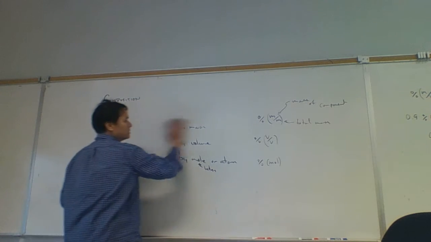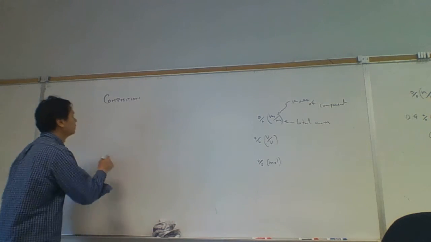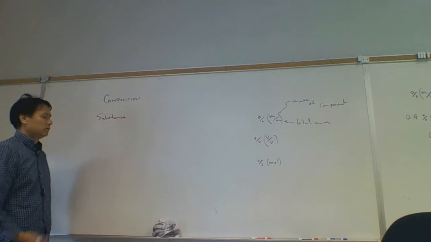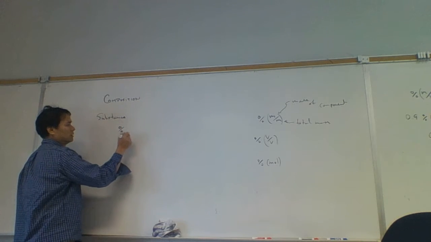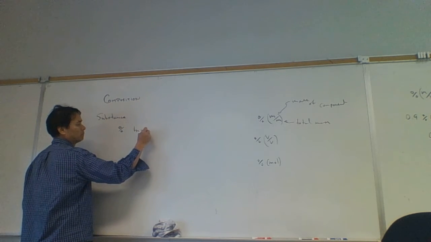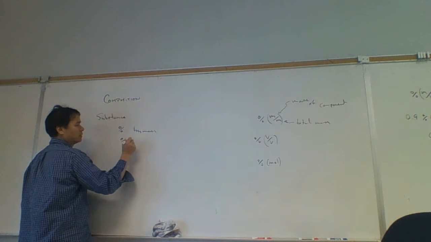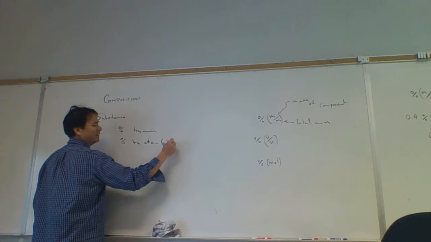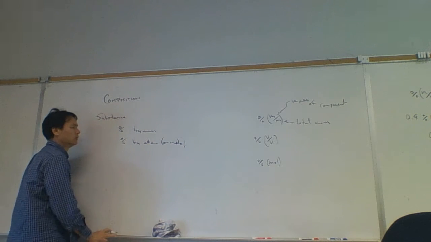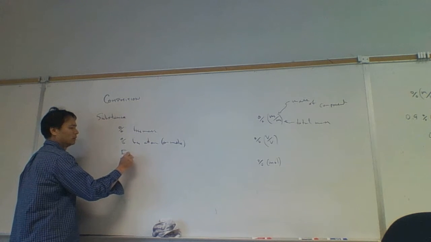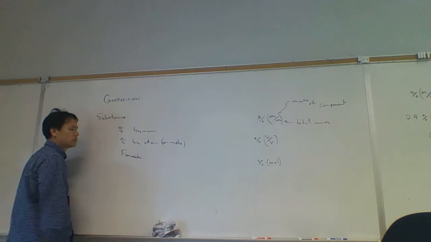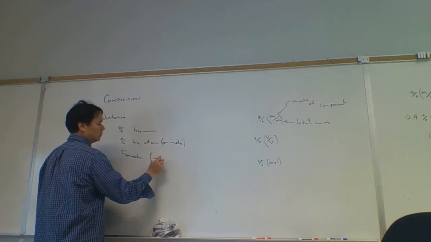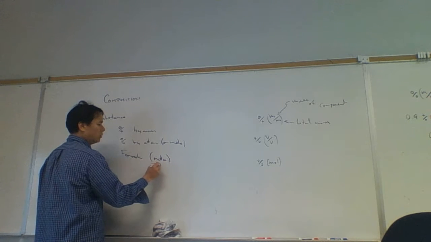What about for substances? What do we do? Substances, we can do the same thing. For substances, we could do percent by mass. We could do percent by atom or mole. Or we could do formula. Formula is just the ratio, simple whole number ratio.